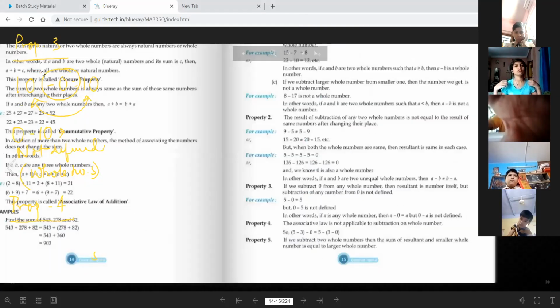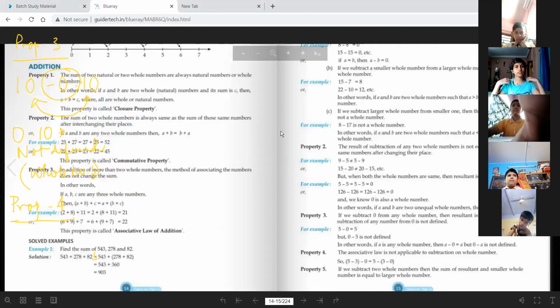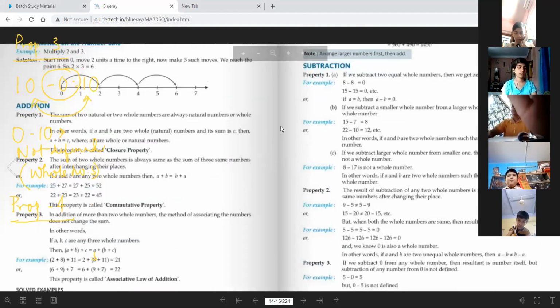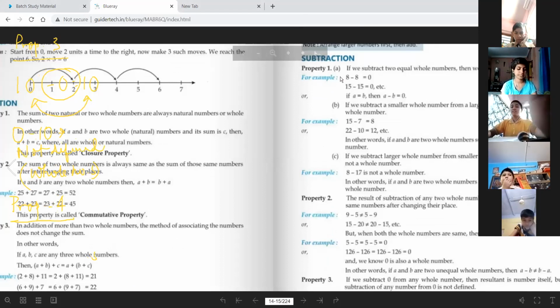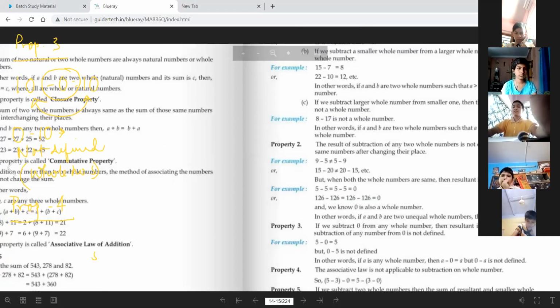Ma'am, what will we write in the heading? Here you can see. Hello, ma'am.